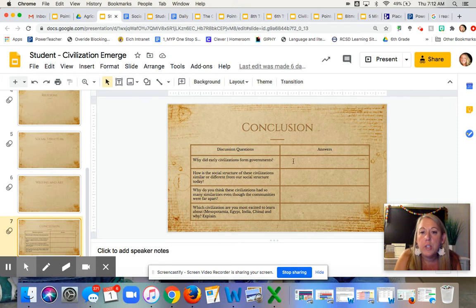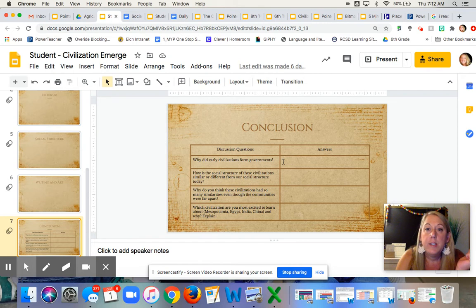So here you'll just type in your answers. You can change the look of it, but you do need to keep the questions and answers. Okay, so why did early civilizations form governments? How is the social structure of these civilizations similar or different from our social structures today? Why do you think these civilizations had so many similarities, even though the communities were far apart? And lastly, which civilization are you most excited to learn about? It's Mesopotamia, Egypt, India, and China, and then explain why you're excited about that.